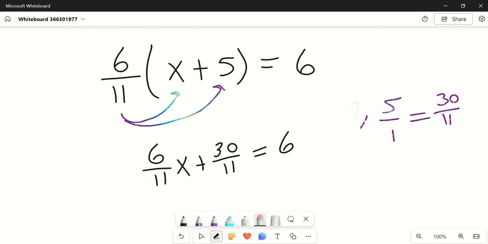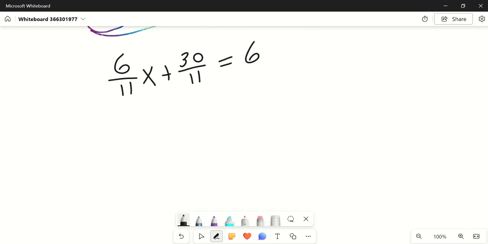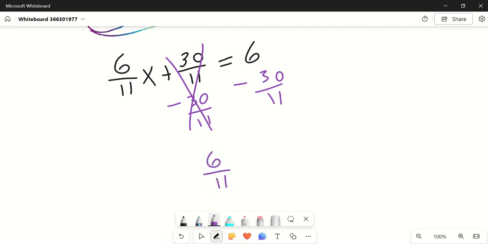So I have distributed. Distributing has happened. Now I need to get rid of the constant. The constant is 30/11, which is probably going to be a pain now because I have to subtract it. And I'm going to subtract this as well. And this is where it becomes fun. So I'm going to have 6/11 x equaling 6 minus 30/11. And I cannot simplify that 30/11 until we do one thing.